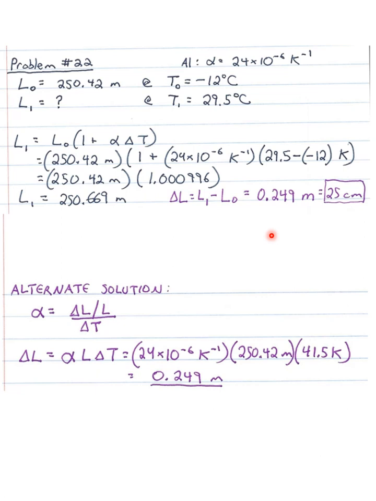Now the alternate solution, because we see from the beginning that it's asking for delta L, you might want to use the equation given in the book. And you notice just looking at the writing that I've done, it took less writing to solve this alternate solution. There's less to it. So we're going to take this equation as it's given in the book, solve it for delta L. So delta L is alpha times L, which is really L naught, the original length, times delta T. Plug in those values, and again, you get the same thing, 0.249 meters or about 25 centimeters.